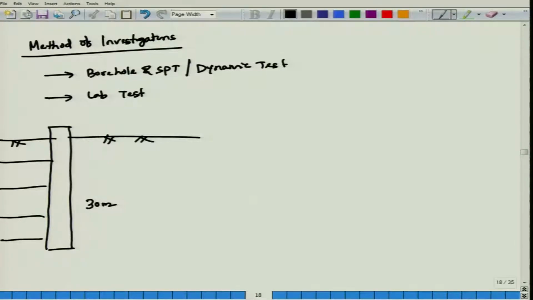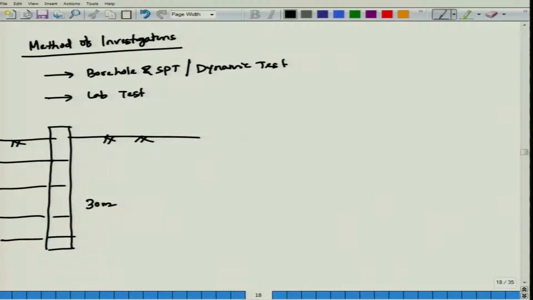That means from every 2 meter interval you are supposed to get disturbed as well as undisturbed samples. From disturbed samples you can classify the soil so that you can get soil stratification as well as engineering properties, that means c and phi. After collecting the soil sample you go to the lab and do your test. While sampling you should be very careful about your undisturbed soil samples. As far as possible you should collect undisturbed soil samples. This is your method of investigation. I have finished.